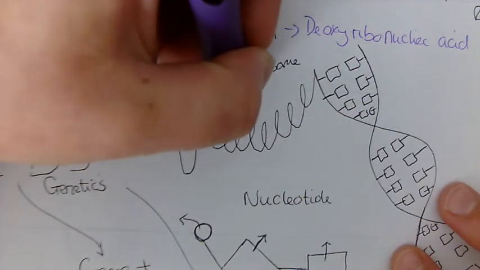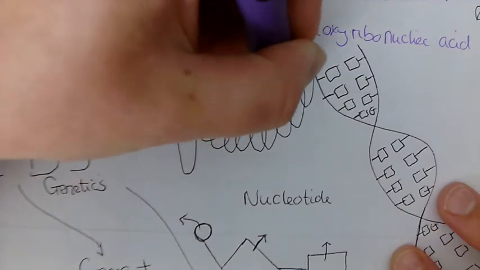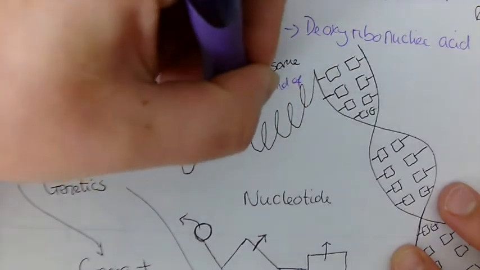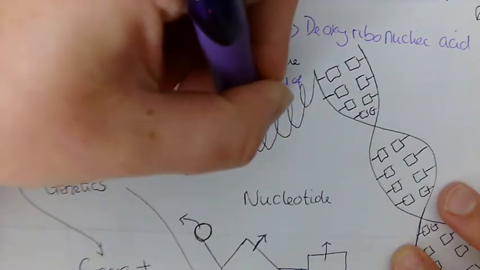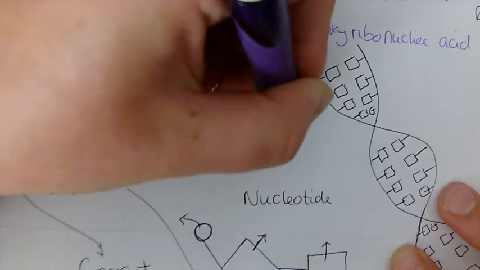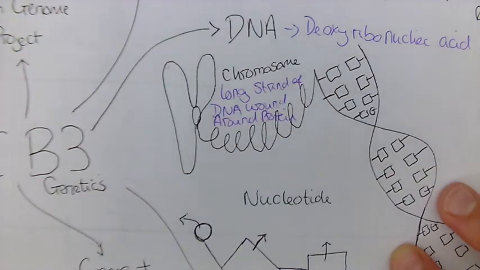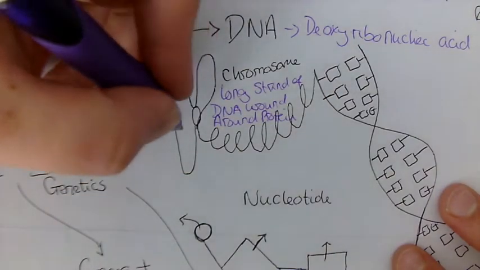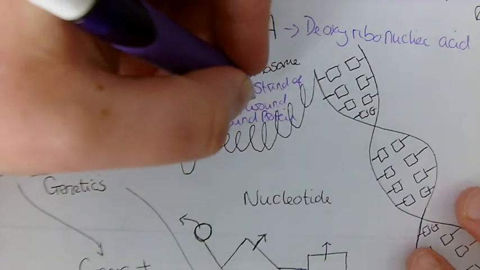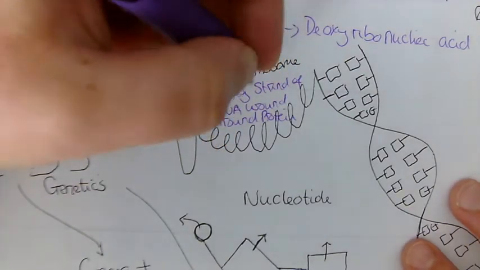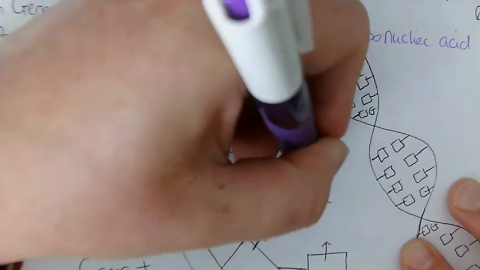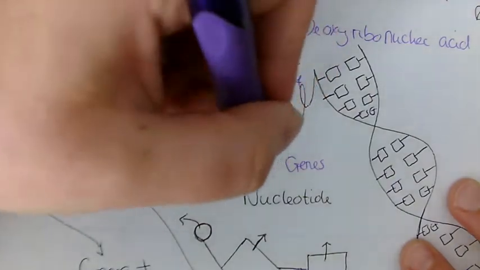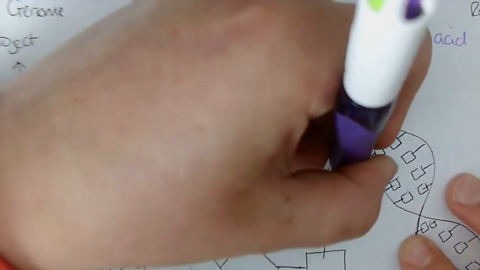So, a long strand of DNA wound around protein. That means that we have chromosomes, which are long strands of DNA, which then hold our genes. Okay, so it's a string of genes, and genes code for proteins.